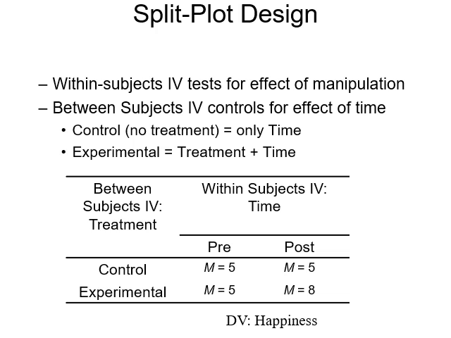In a split plot design, the within subjects IV tests for the effects of manipulation at this point, and the between subjects controls for the effect of time. So for example, our control in this case is no treatment, only time, while the experimental condition is treatment plus time.